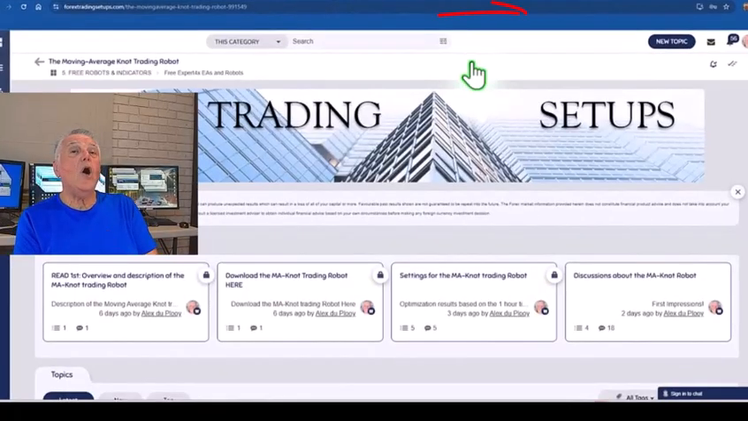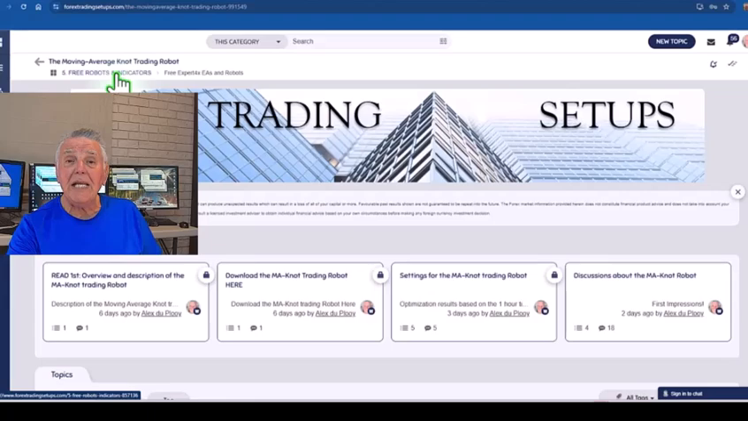And here we are on the moving average knot section of the forum. There you can see it's about the moving average and it is in the free EA section.